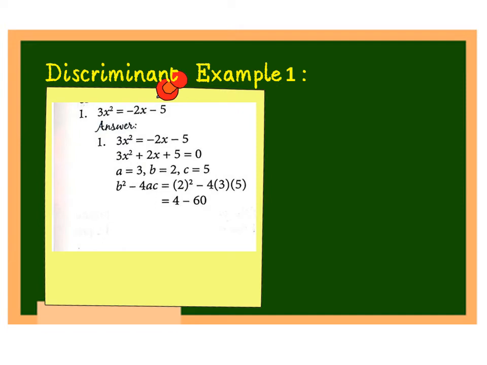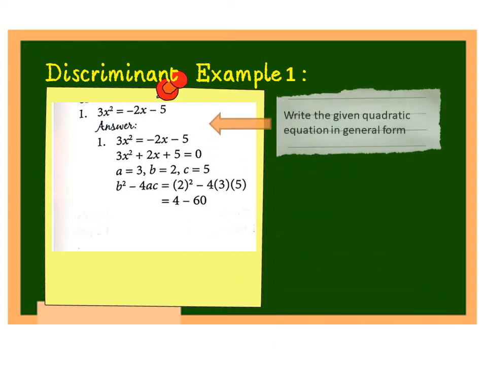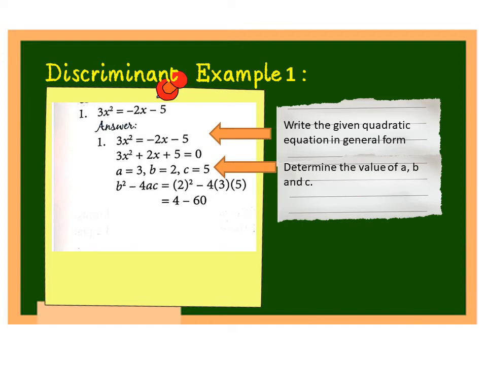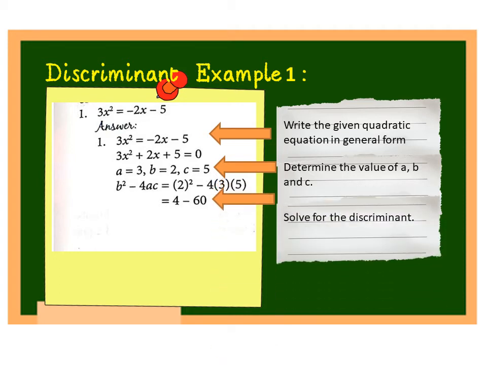For our example, we must find the discriminant of the quadratic equations and describe the nature of the roots. Example number 1. 3x² = -2x - 5. Write the given quadratic equation in general form. Determine the values of a, b, and c. Solve for the discriminant.